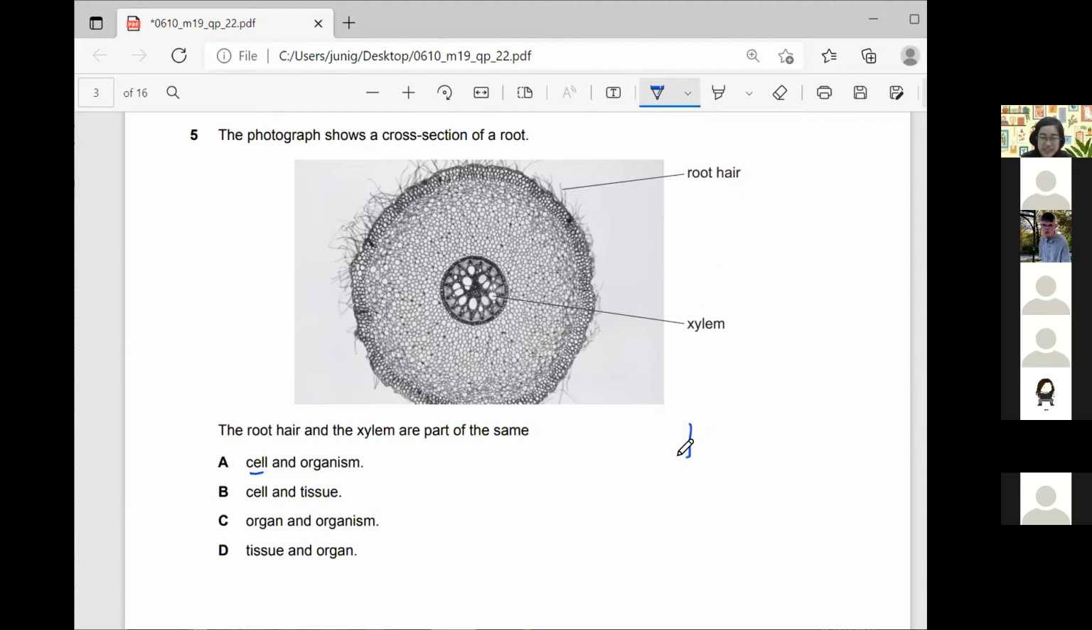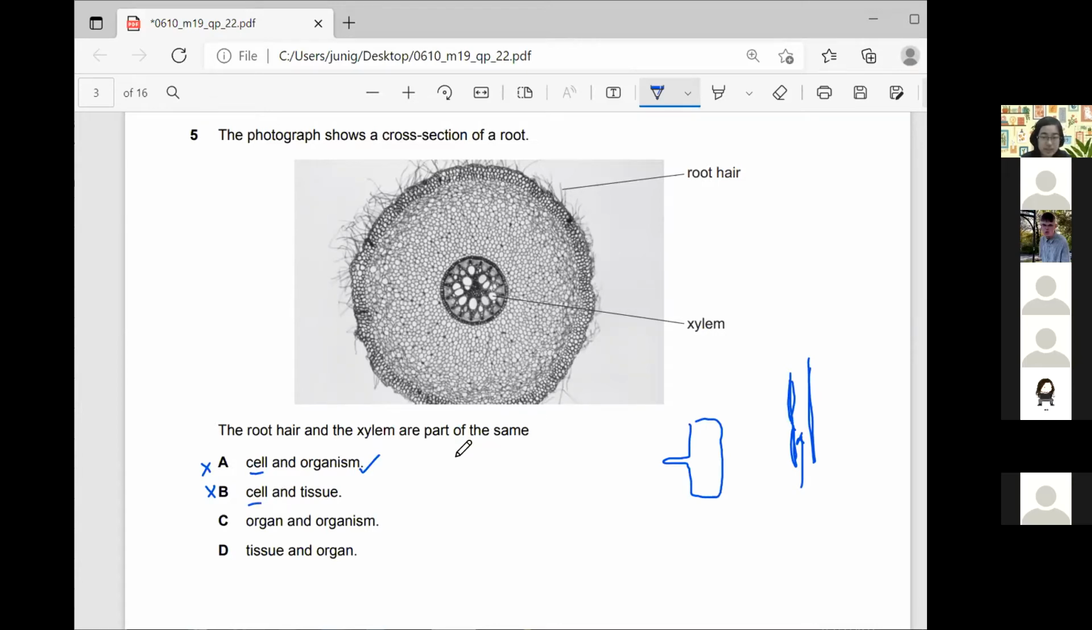Root hair cell, okay, looks like this. Xylem is made out of dead cells, and they are there to carry and transport water up, okay, from the root to the leaf. So they're not the same cell. They look very, very different. Okay, they are though part of the same organism because they are part of the plant. So yes, they are part of the same organism, okay, but not the same cell. So A and B are out because they have the cell.